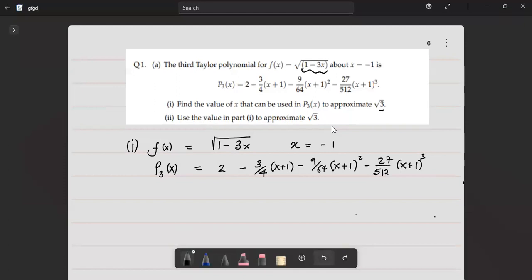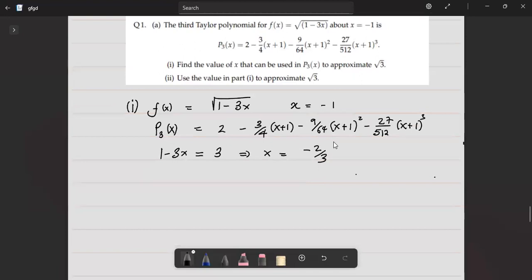So all we need to do to find the value of x that we can use to approximate the square root of 3 is equate the two. So we're going to equate 1 minus 3x to 3, and then solve for x. So we're going to have 1 minus 3x equal to 3. And then if you solve for x here, the value of x is -2 over 3. Okay, so x equal to -2 over 3.